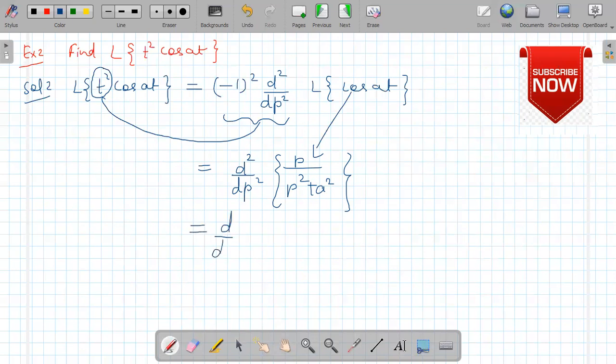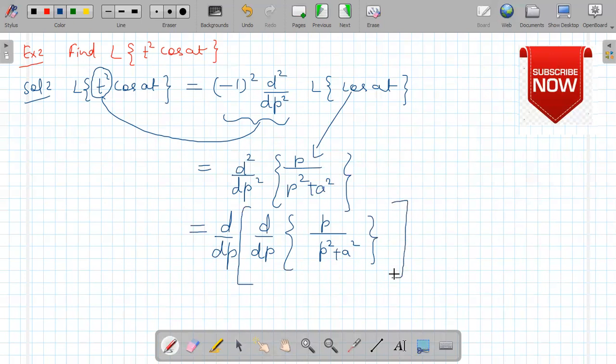So we first differentiate p upon p square plus a square with respect to p, and then we differentiate this again with respect to p. So this you can try yourself, because this is a quite lengthy portion, so I'm skipping this here. You can do it yourself. Let me do the next example.